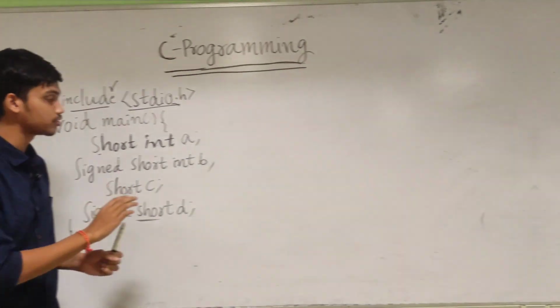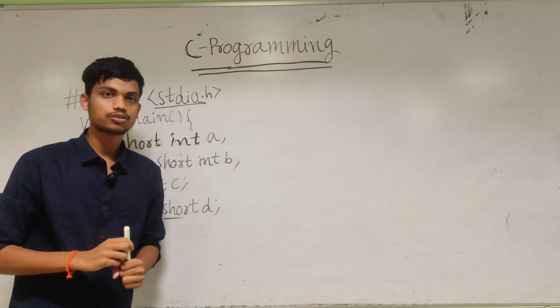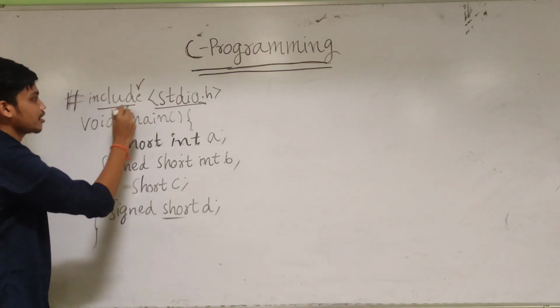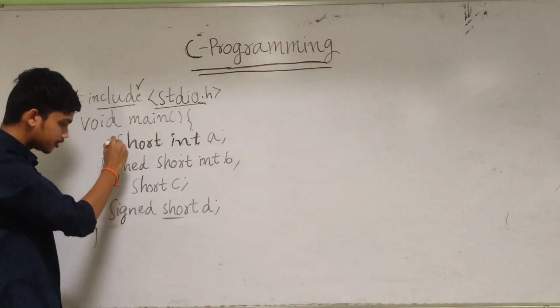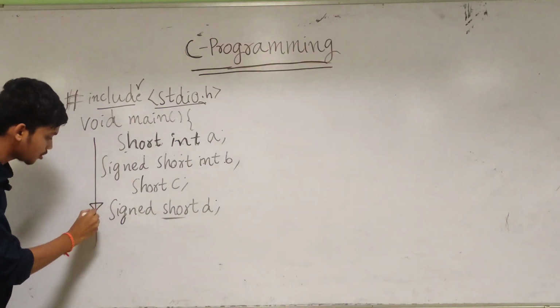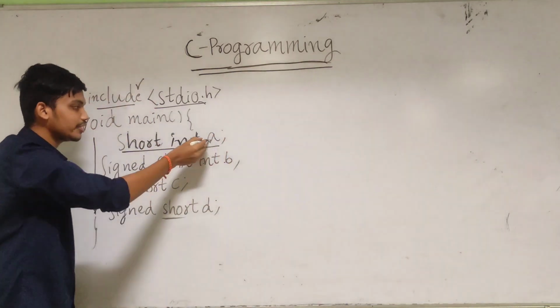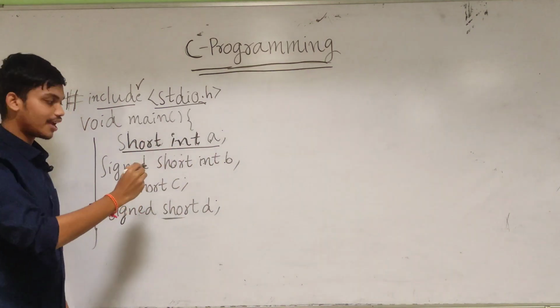Today we are discussing some important problems on GATE concepts. Now look at this problem. Don't worry about this #include <stdio.h>. Just look at these four declarations. This is a declaration. We are declaring a variable a, that is short int a.